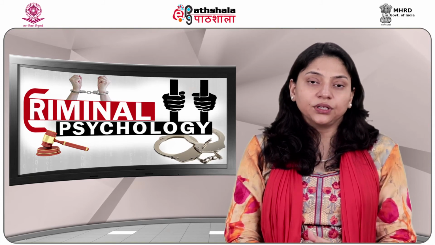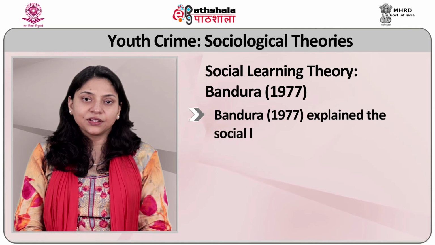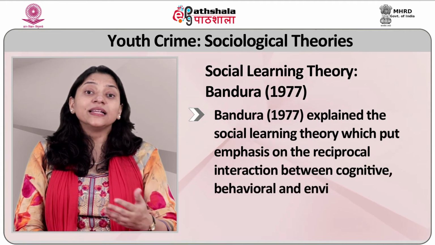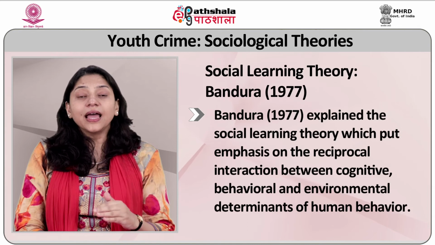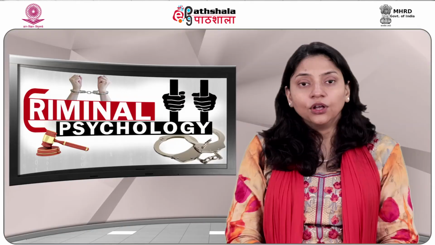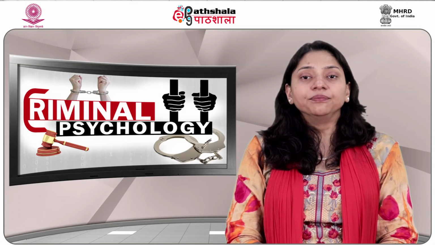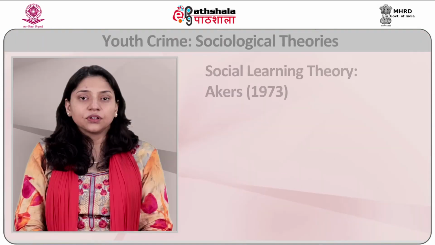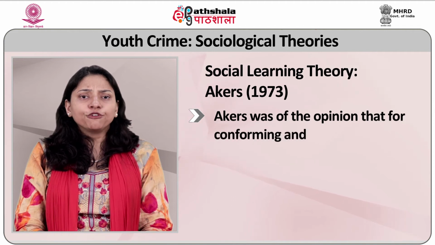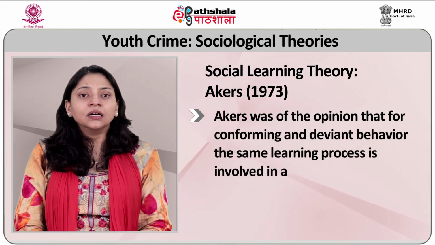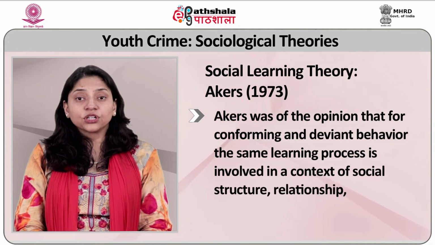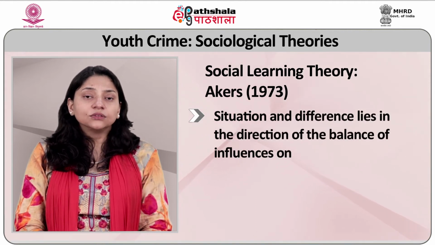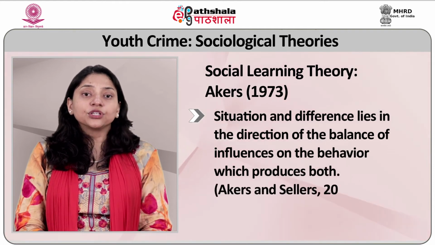Now, social learning theory. It's Bandura, 1977, who explained the social learning theory, which puts emphasis on the reciprocal interaction between cognitive, behavioral and environmental determinants of human behavior. Social learning theory was applied to the study of crime and criminology by Ronald L. Akers in 1973. Akers was of the opinion that for conforming and deviant behavior, the same learning process is involved in a context of social structure, relationship and situation, and the difference lies in the direction of the balance of influences on the behavior, which produces both.